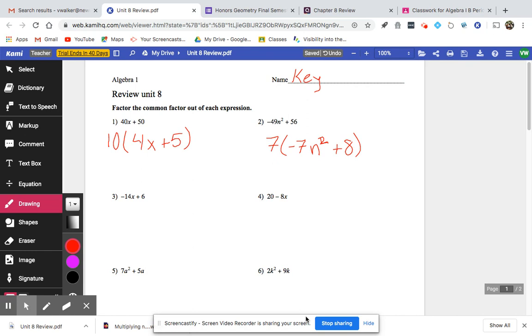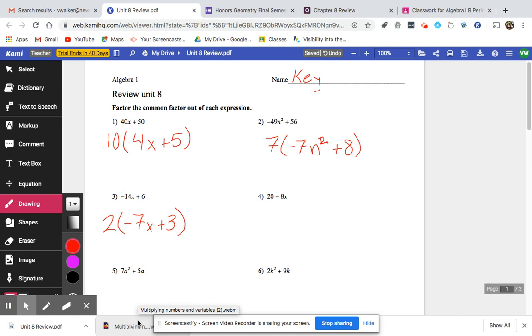Now I'm going to look at number 3, negative 14x plus 6. What's the largest number that can go into both? Here, after playing around with it a little bit, you'll see that the largest number is 2. So 2 times negative 7 is negative 14. I still have an x in there. 2 times a positive 3 will get you positive 6. So that's factored form there.